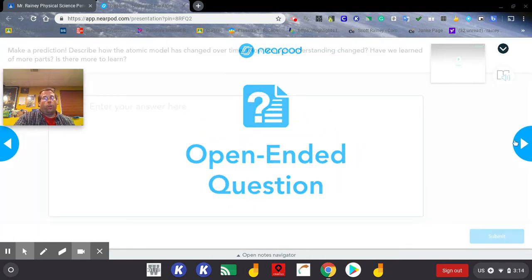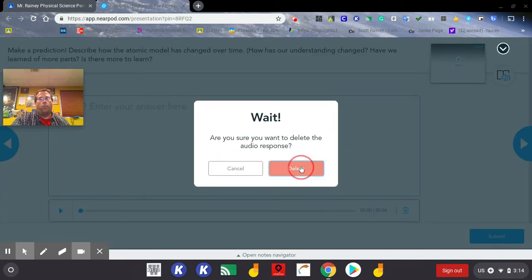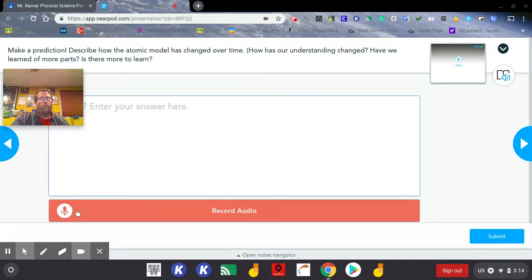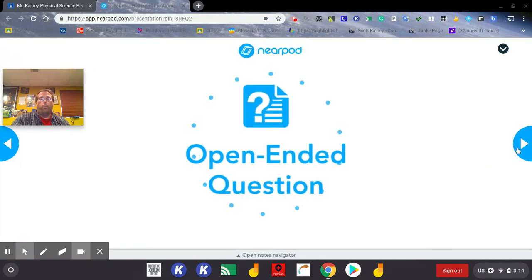Again, it asks you an open-ended question, and you can record it, make a prediction, describe how the atomic model has changed over time. Again, you should be able to record if possible. Our understanding of the atomic model has improved over years as our science improves as well. So if you're not able to record, you can always hit the delete. Our understanding of the atomic model has changed as we understand the parts that make up the actual atom. And again, once you're done, hit stop, submit, it'll automatically move you through.